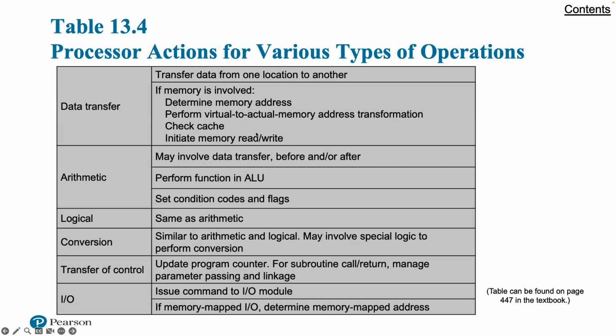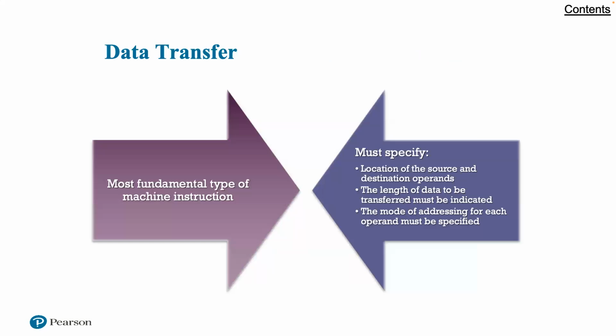So there are various processor actions for various types of operations. This is just a table that's trying to show you some of that, to give a more complete way of being sure that we are aware of it. Data transfer is one of the things that we need to make sure we're able to do. It's the most fundamental type of machine instruction. Move would be an example, load or store, stuff like that.